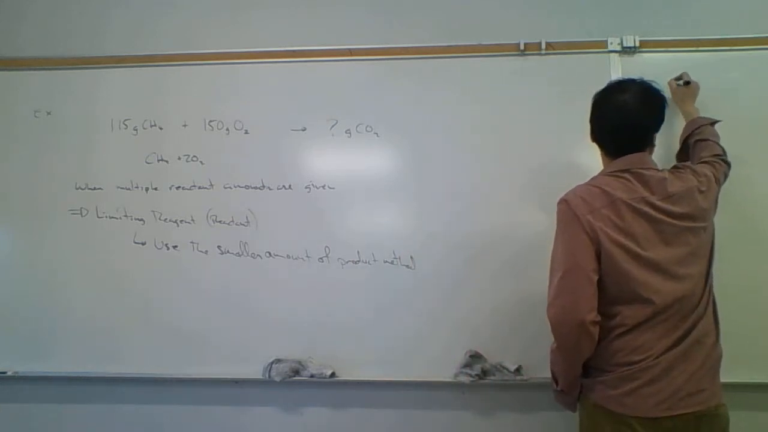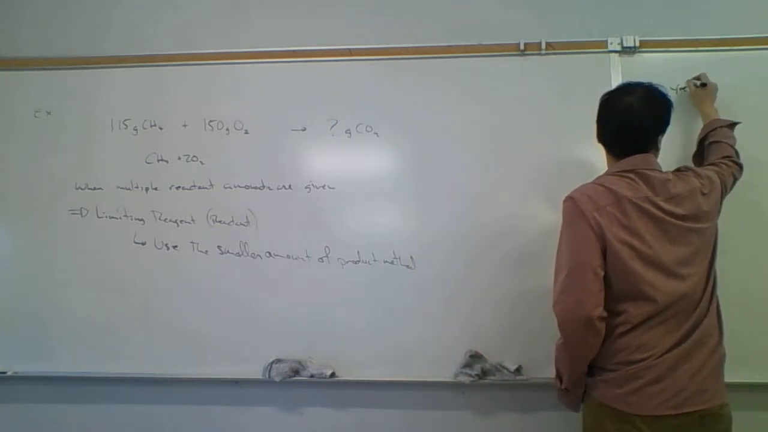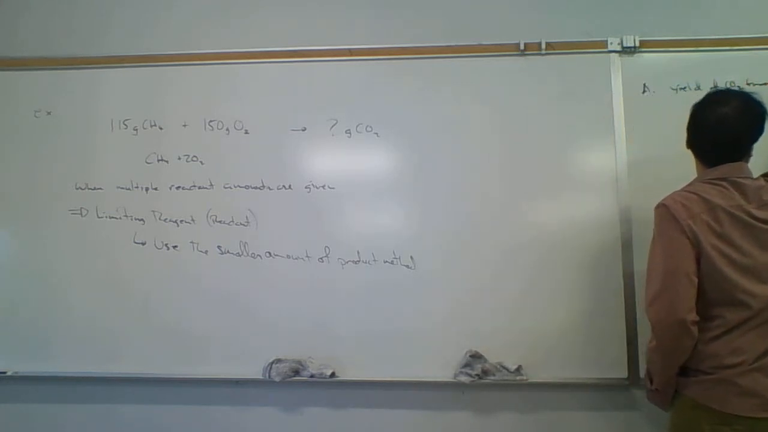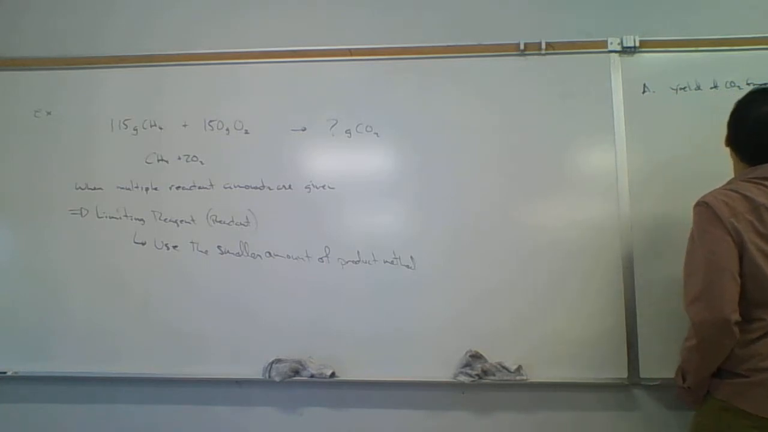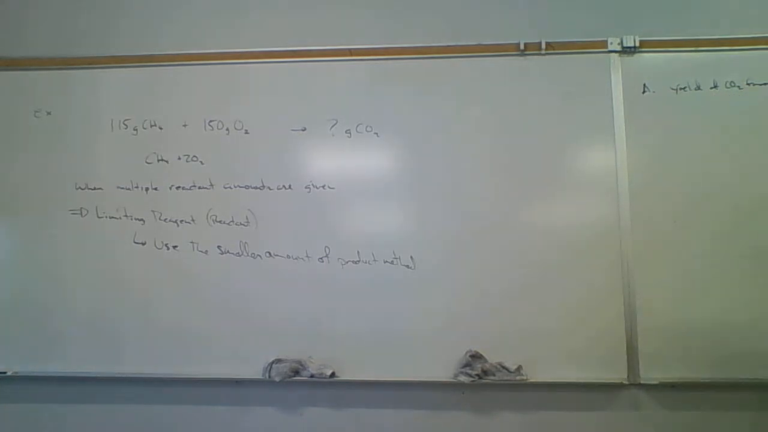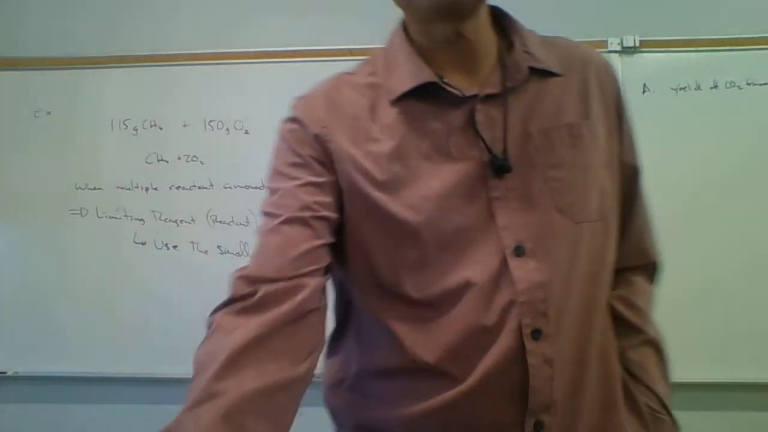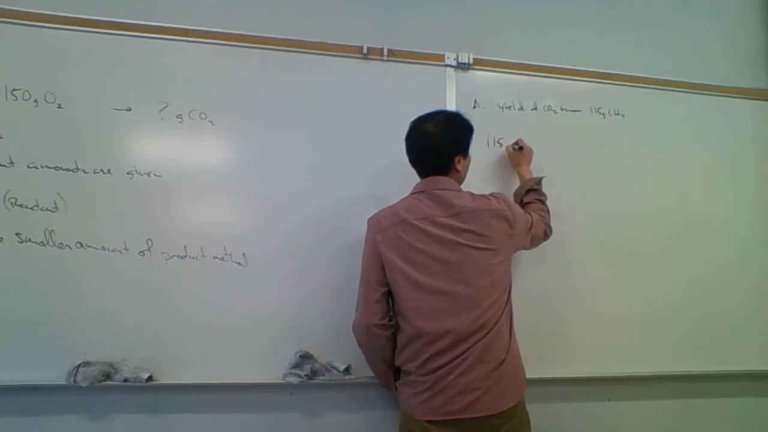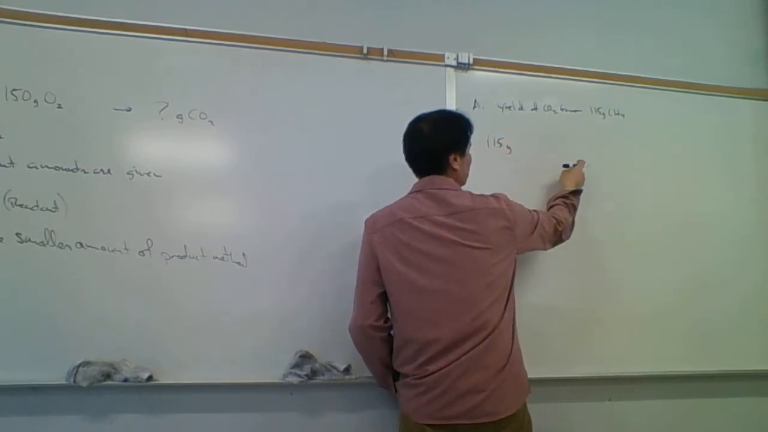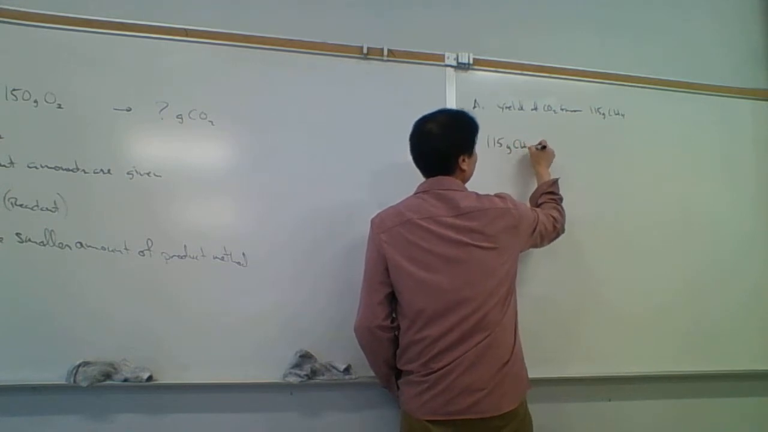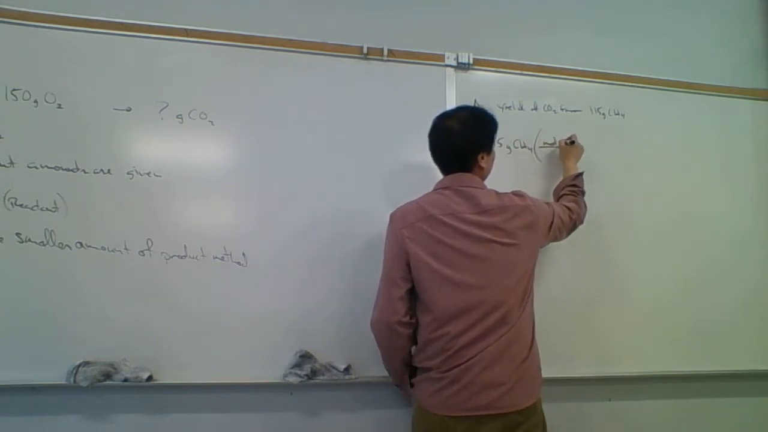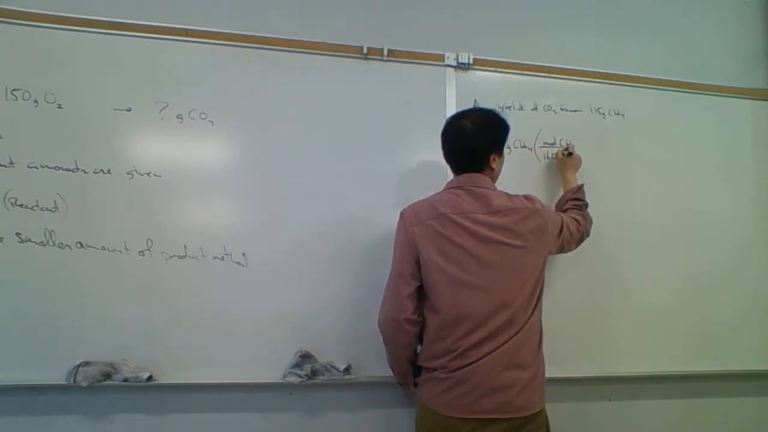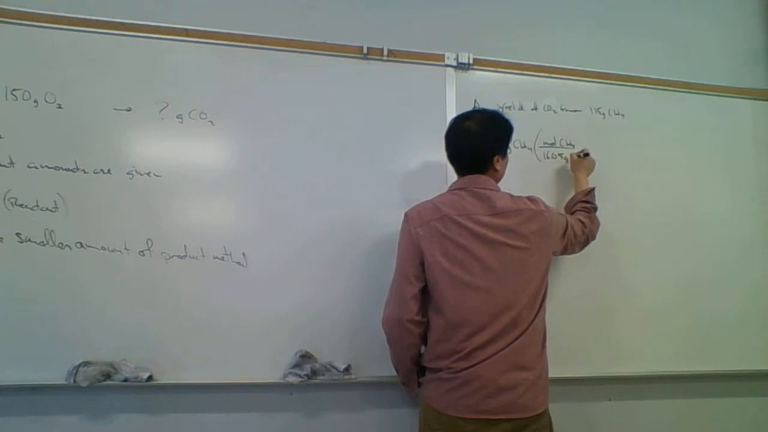And so the first part is the yield of CO2 from 115 grams of methane. So what we're going to do is just assume we have plenty of oxygen. We're going to burn all this 115 grams of methane and see how much CO2 is produced. So we do that stoichiometrically. We're going to go grams to moles, moles to moles, moles to grams. So grams of methane to moles of methane. A mole of methane weighs 16.05 grams.